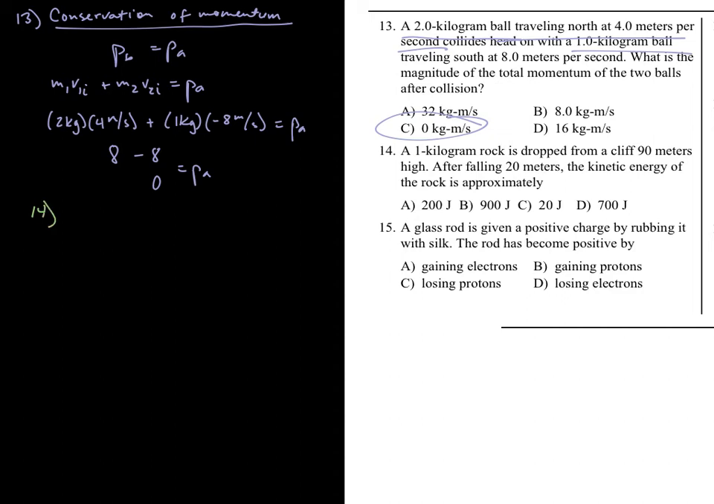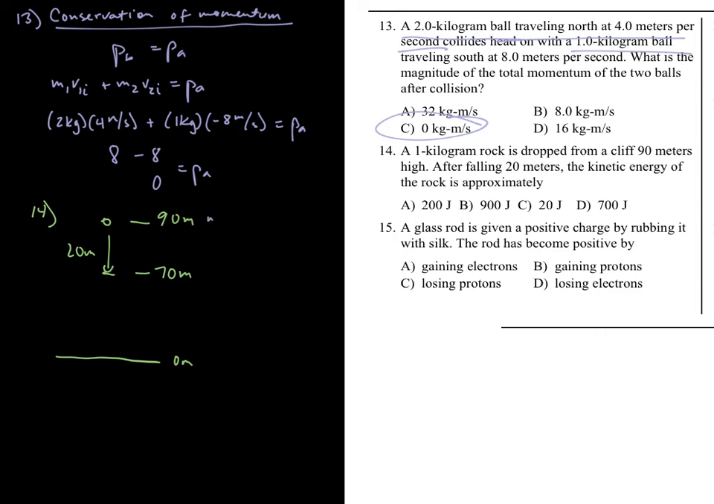Number 14. A 1 kilogram rock is dropped from a cliff 90 meters high. After falling 20 meters, the kinetic energy of the rock is approximately, okay. So here we have a rock 90 meters high. This is the ground, 0 meters. And so the rock keeps falling until it hits the 70 meter mark after 20 meters. All right, so it fell about 20 meters. So within that 20 meter interval, it gained kinetic energy.